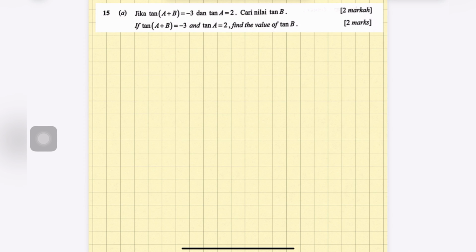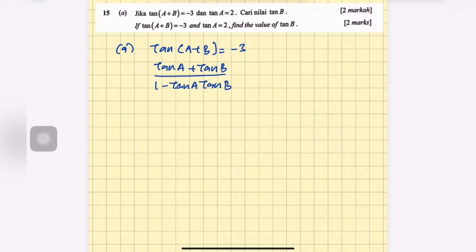Last question, question number 15A. If tangent A plus B equals to -3 and tangent A equals to 2, find the value of tangent B. Okay, so then we have formula of addition formula for tangent. So we use the addition formula. So tangent A plus B is tangent A plus tangent B divided by 1 minus tangent A tangent B equals to -3. Okay, so tangent A is 2. So 2 plus tangent B over 1 minus 2 tangent B equals to -3.